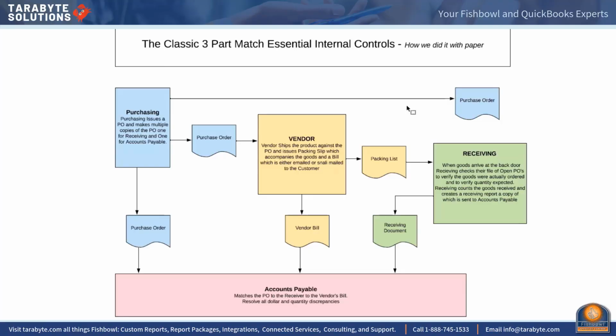There's a lot of potential for fraud in the purchase to pay function. There have been purchasing agents who cut POs to dummy companies, marked up the paperwork, and got it past accounts payable, and so on. So there's a classic three-part match, which is essential to internal control.